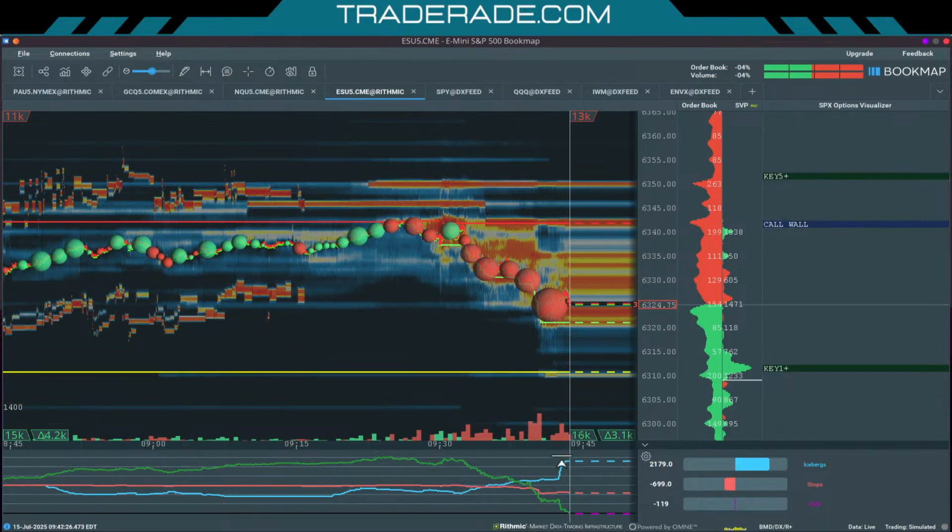And a little more iceberg buying coming in, about 2179 net.